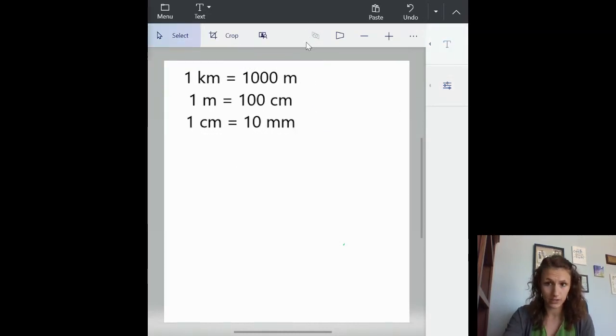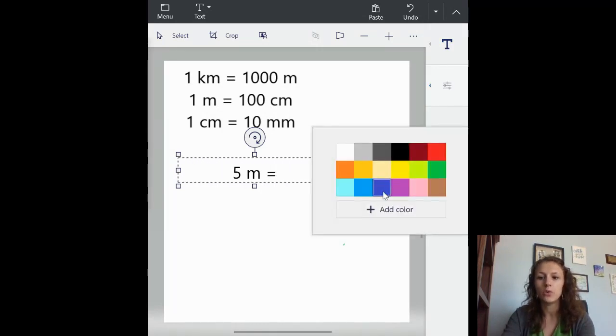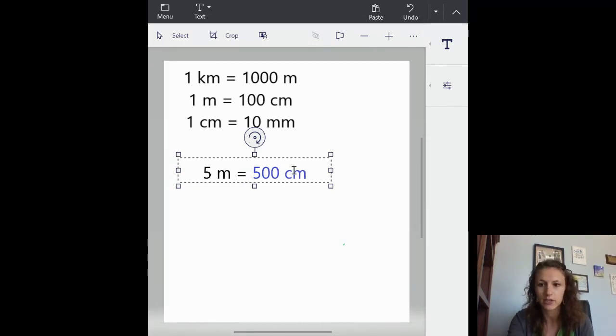All right, so our first one that we're going to look at is we want to decide if I have 5 meters, how many centimeters would that be? So when we're thinking about this, I know that 1 meter is 100 centimeters. So if I have 5 of them, I would have 100, 200, 300, 400, 500. So 5 meters is the same as 500 centimeters.